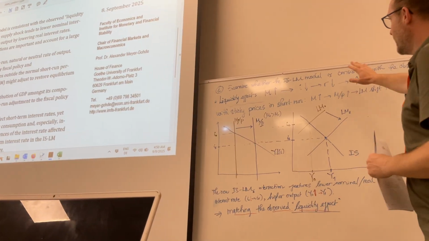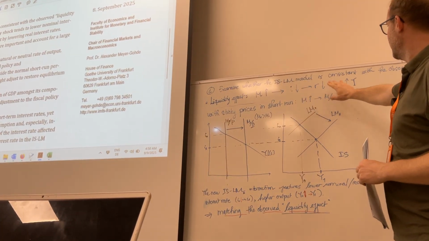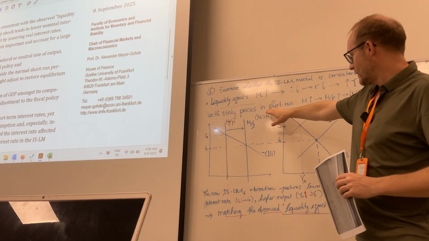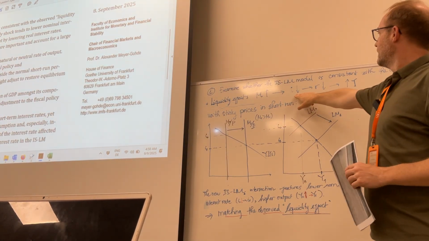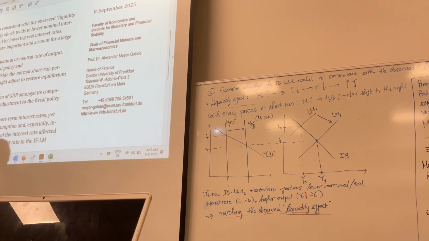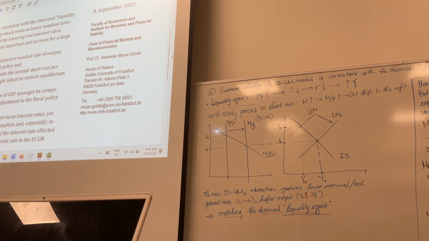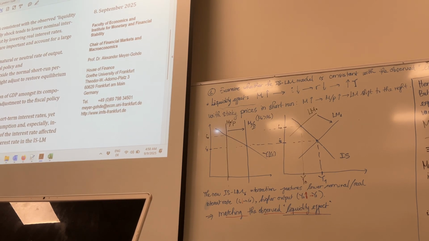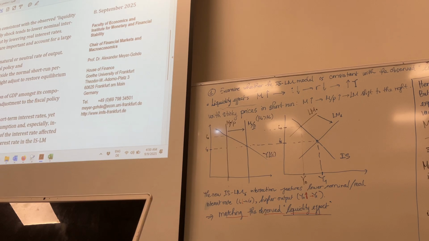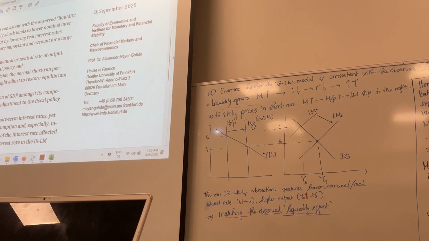So here you have it. M goes up, i goes down, r goes down, Y goes up. With sticky prices in the short run, i going down means that r goes down. We got that right here from the Fisher equation too. If the price is constant, then pi is 0, inflation is 0, and r and i are the same thing.